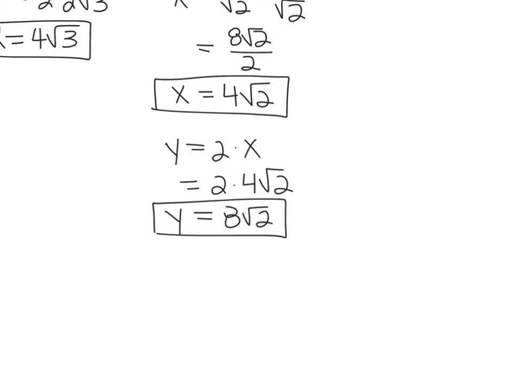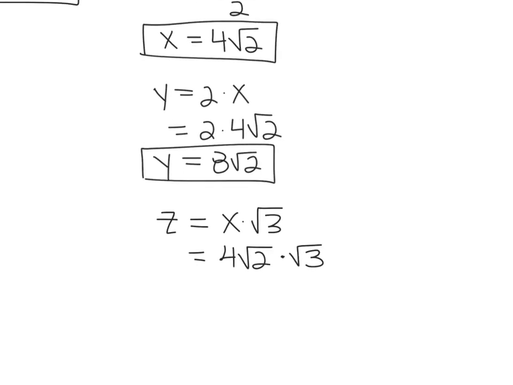And lastly, our longer leg z is going to equal our shorter leg x times the square root of 3, which we now know our shorter leg is 4 square root 2 times the square root of 3. When we multiply the square root of 2 times the square root of 3, we end up with 4 times the square root of 6. So z has a length of 4 square root 6.